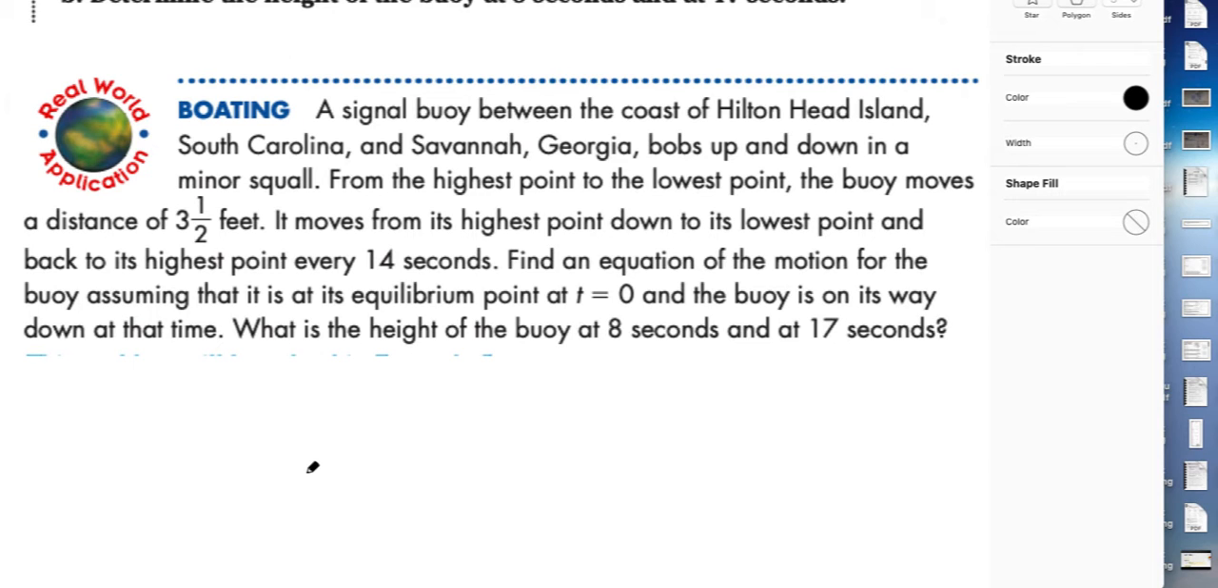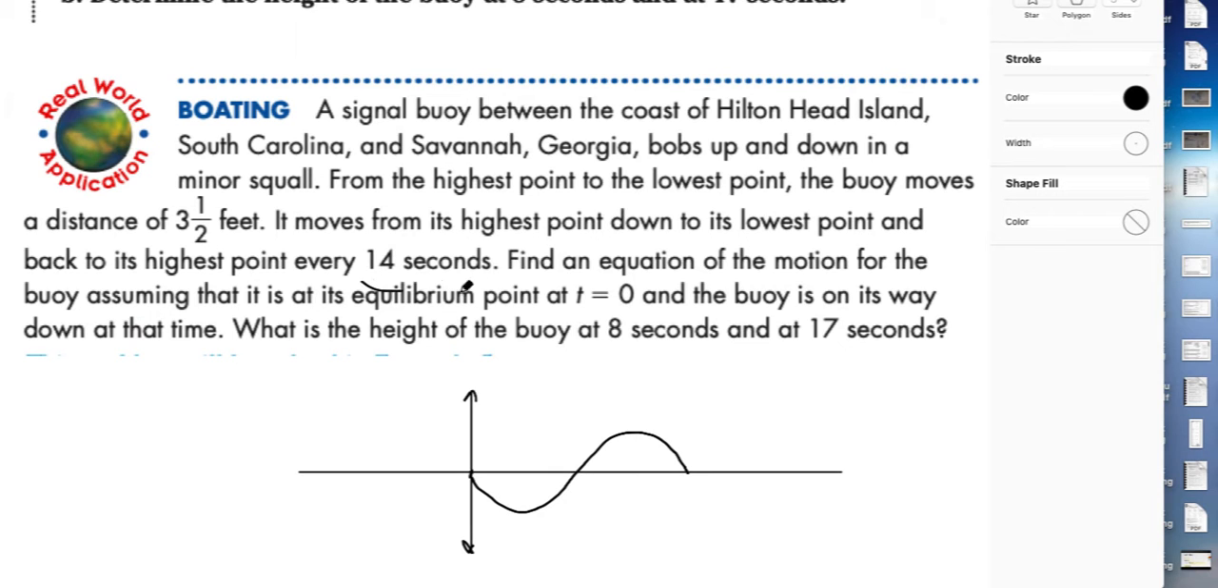So I'm going to try to draw a quick sketch of what this could look like. We are told that at time t equals 0, and that will be where this axis is, we are at the equilibrium point and we're on our way down. So we're going to go down and then back up again, and get back to an equilibrium point. And it said that whole thing happens in 14 seconds. So at 7 seconds, we should be at the equilibrium point. We get to our lowest point because it said we were on our way down. Then we come back up. This is going to be 14, and we're going to kind of rock that move there.